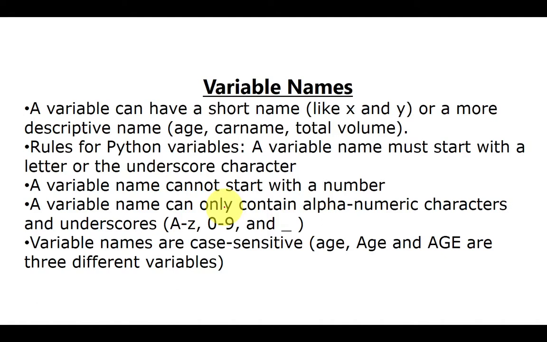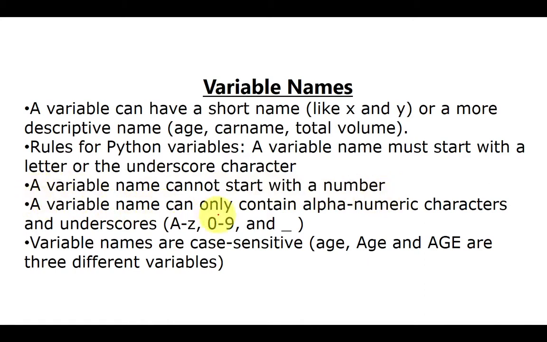Rules for Python variables. A variable name must start with a letter or the underscore character. It can't start with a number. A variable name can only start with an underscore or a letter. A variable name cannot start with a number.